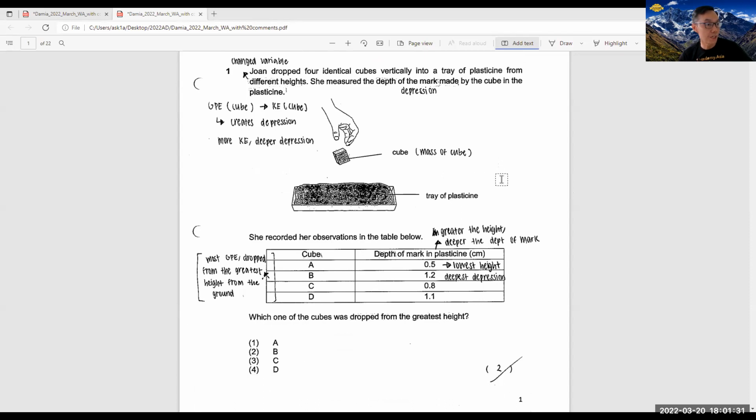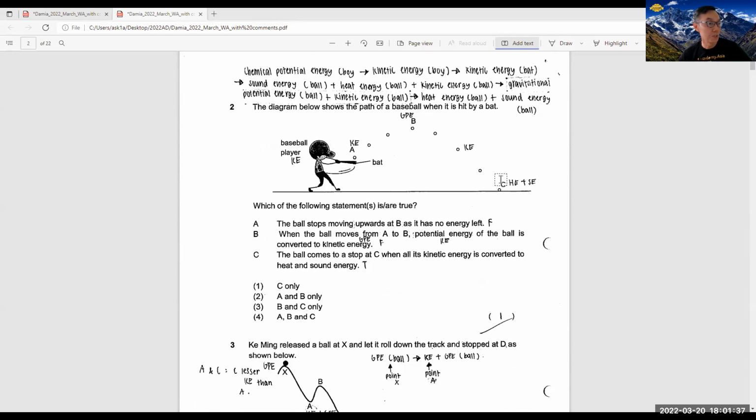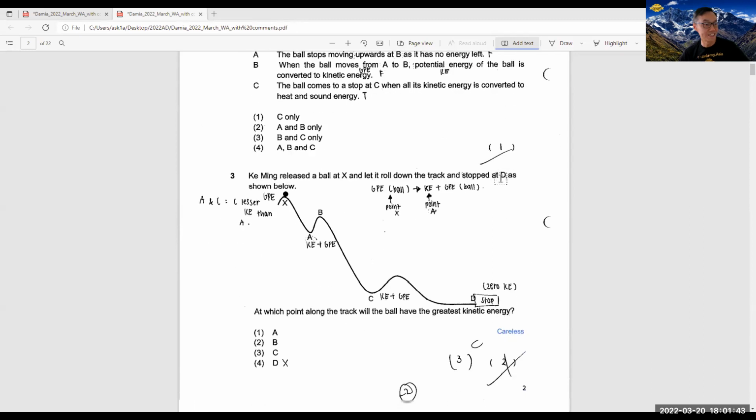So question 1 is quite simple, and I would skip question 1 and proceed to question 2. Question 2, the student also achieved a right answer. And I'll proceed to question 3.